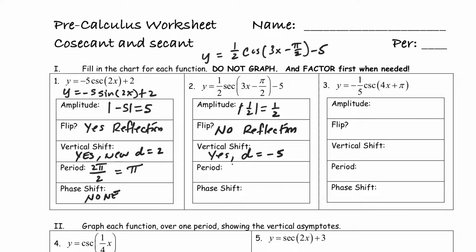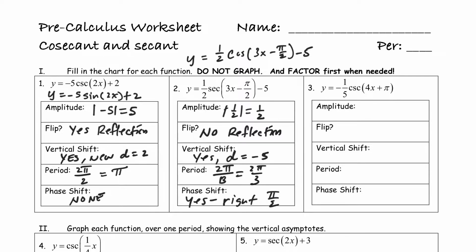The period, remember, is 2 pi over b. In this case, b is 3, so you have 2 pi over 3. And there is a phase shift. Since it's negative, you're going to move to the right, pi over 2.